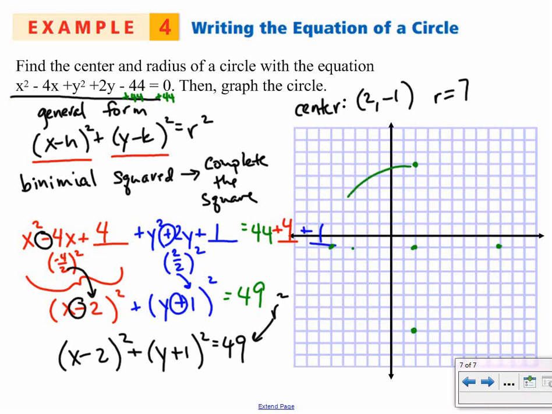And then sketch my circle. Okay. So that is my tutorial on circles. Remember, to change from general form to standard form, you have to complete the square.